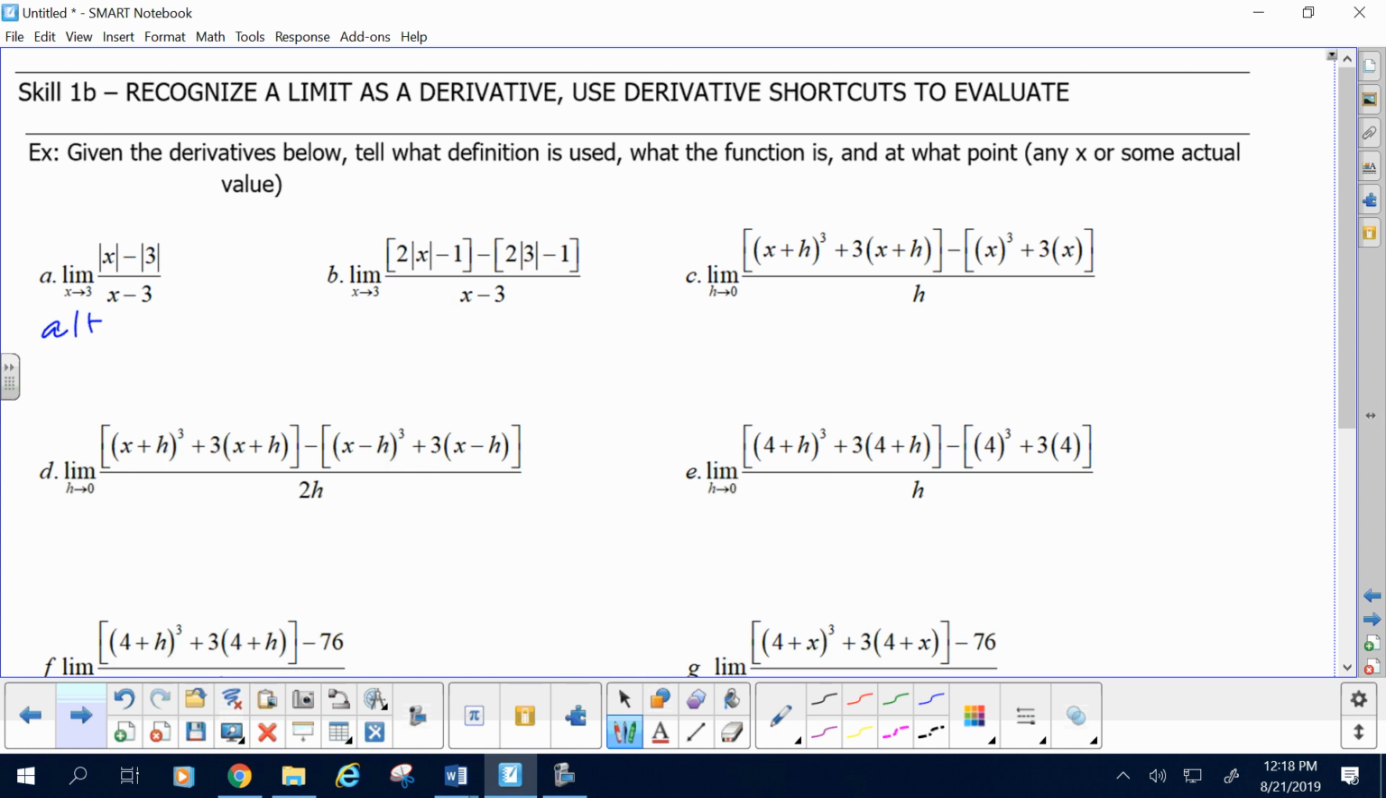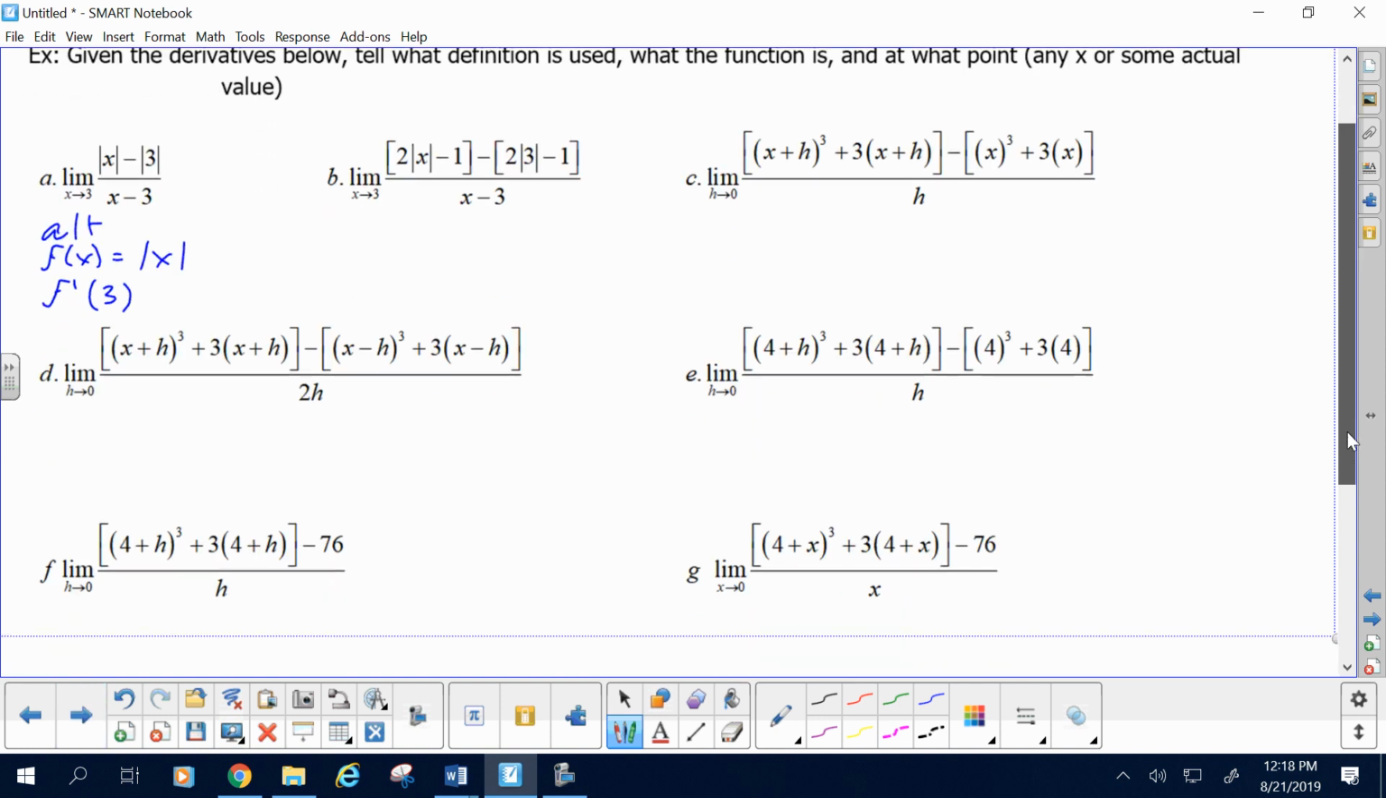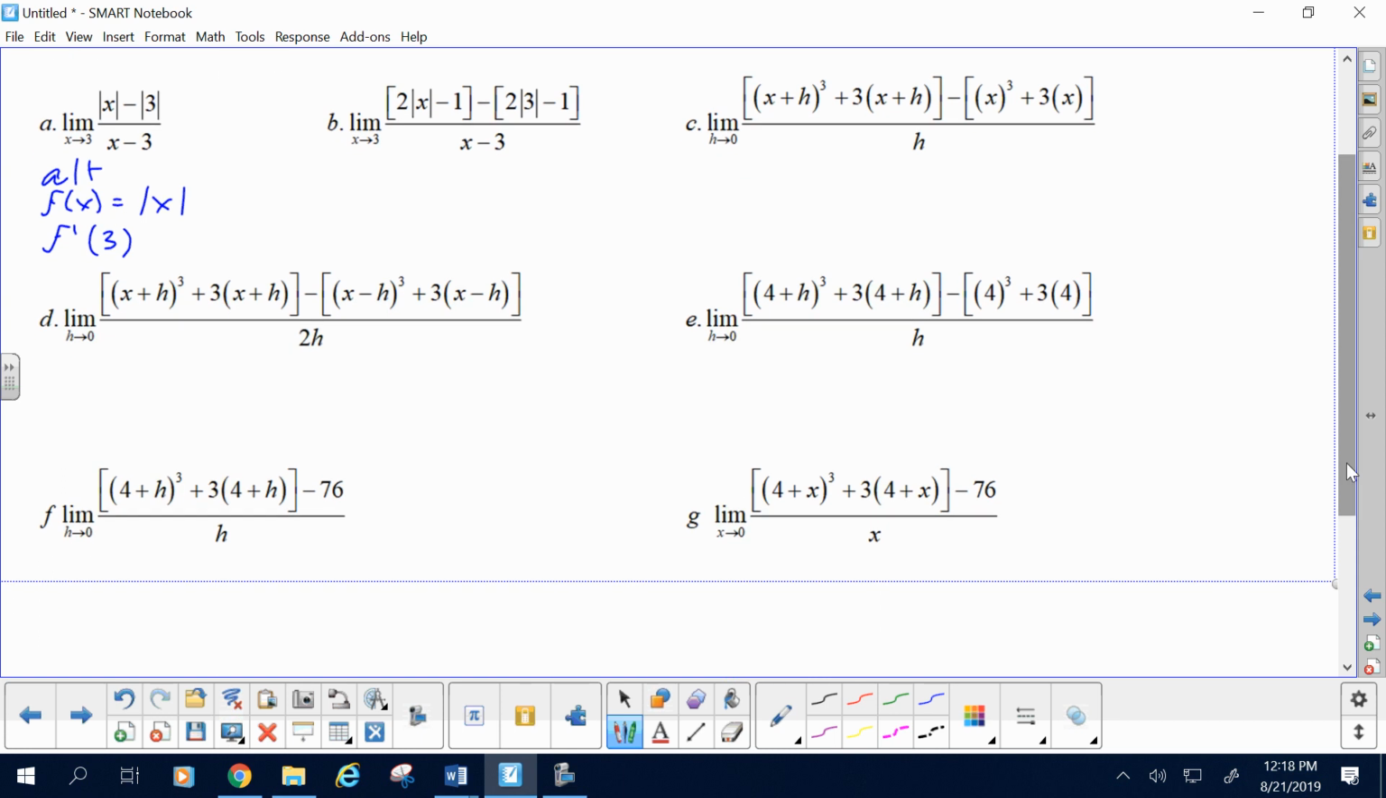And what is the function? Absolute value of x. And what are they asking you to find? F prime at any old x or at a specific number? That's what I am wanting to see that you can do. Can you identify which of the definitions, what's the function, and at a point or generally speaking? Try that for the rest, please. Feel free to talk it over with your math amigos.